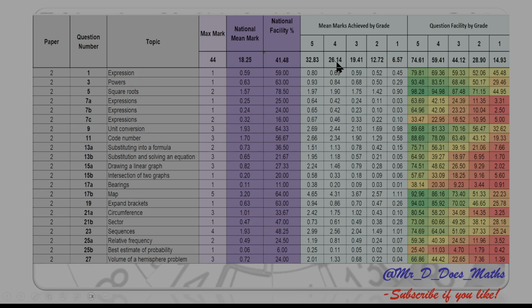For a 4, we were looking at 26. For a 3, we were looking at 19, and so on, which is quite useful in terms of giving yourself some idea of what grade you would get on the paper.